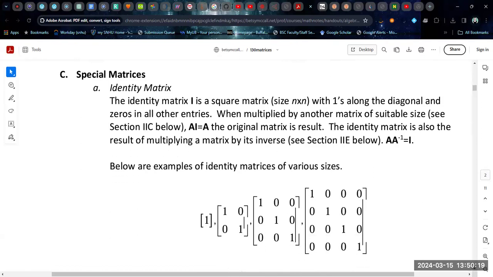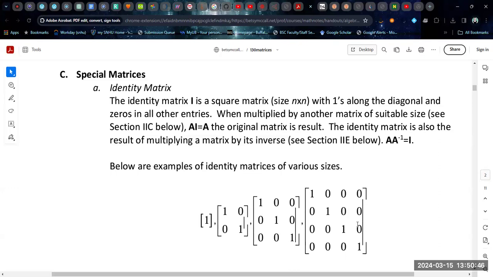Now, there are some special matrices that are worth keeping in mind. The identity matrix is a matrix that has ones on the diagonal entries, so the ones where the subscripts are the same, and zeros everywhere else. So these are some examples: a 1 by 1, a 2 by 2, a 3 by 3, a 4 by 4. Identity matrices are always square, so it has the same number of rows as columns.